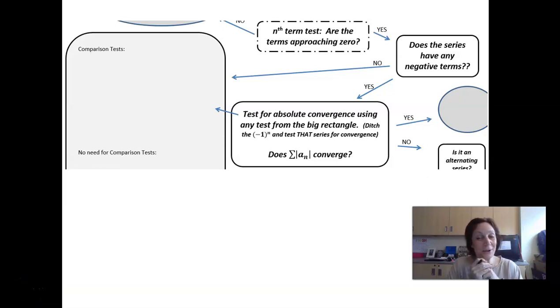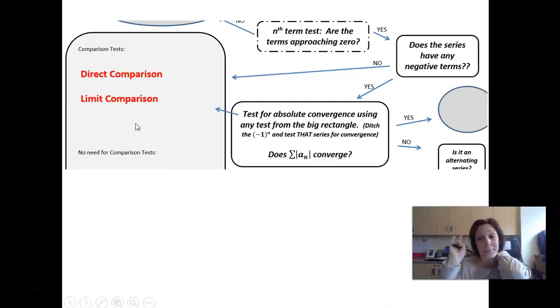Are you ready to talk about non-comparison tests? In the last video, we talked about the two tests that we can use that are comparison tests, right? We talked about direct comparison, where you have to have another series to compare it to, and then you kind of convince us using words that it also converges or also diverges. And we talked about limit comparison, where again, it's a little more technical version of the direct comparison, where instead of convincing us with words, you put it in a limit, right?